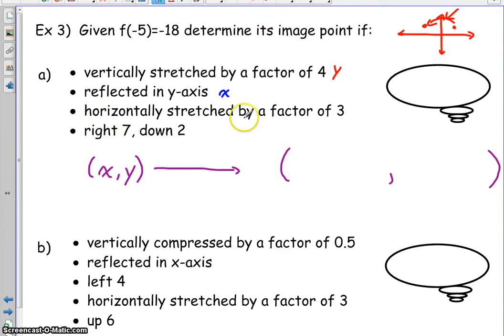So even though it says y-axis in it, this reflection is affecting the x variable. Okay, then we're horizontally stretching it by a factor of 3. Well, horizontal stretch will affect the x. We have right 7, which affects the x, and then down 2, which affects the y. Okay, now that we've done that, we can start going through and building our mapping rule.